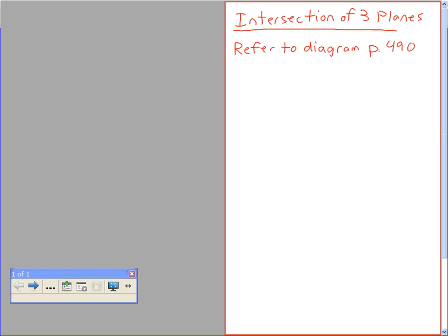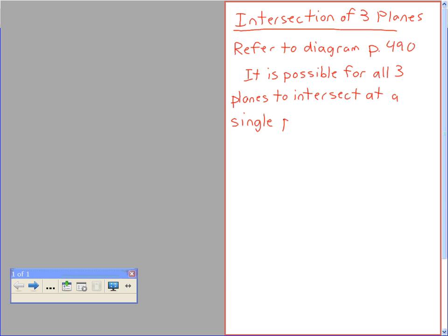Has everyone seen that piece of paper yet? We're moving slowly. This half the class has seen it. Okay, what is the solution? A single point. Okay, so what we're going to deal with here is it is possible for all three planes to intersect at a point. So there will be a unique X, a unique Y, and a unique Z.